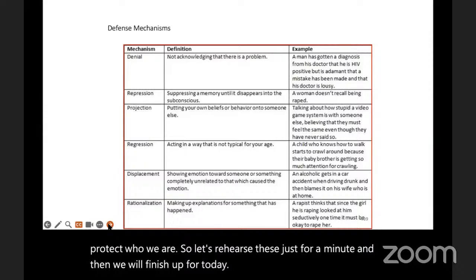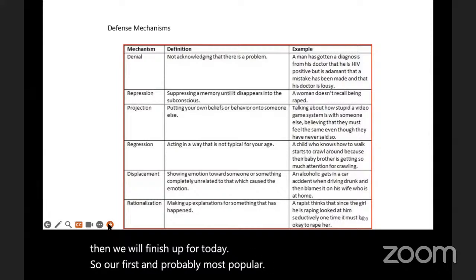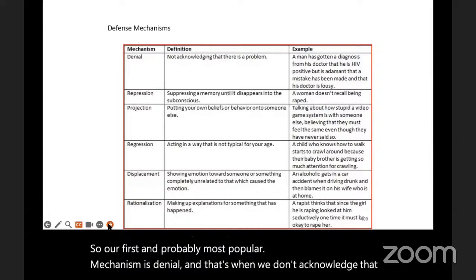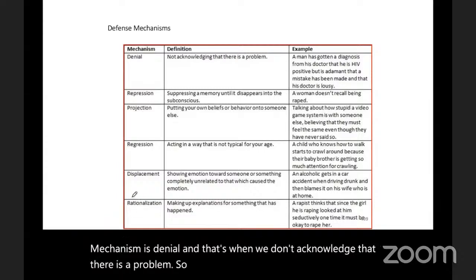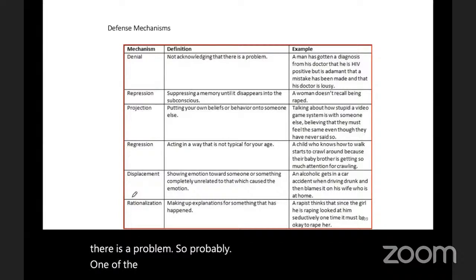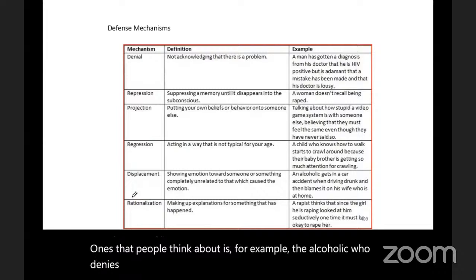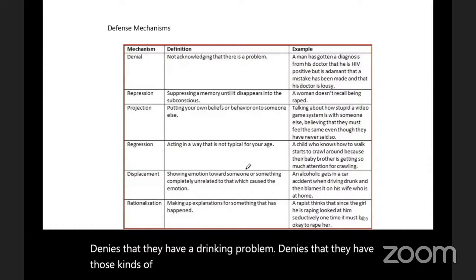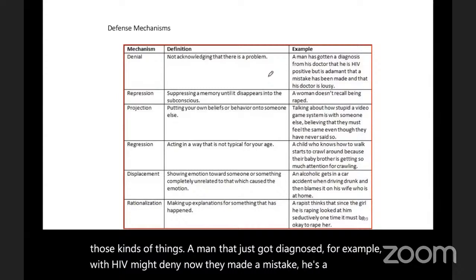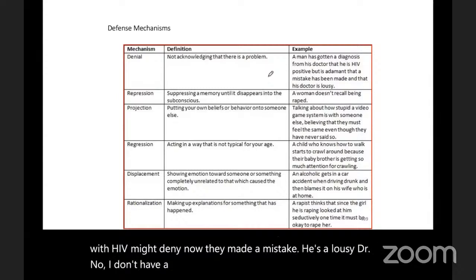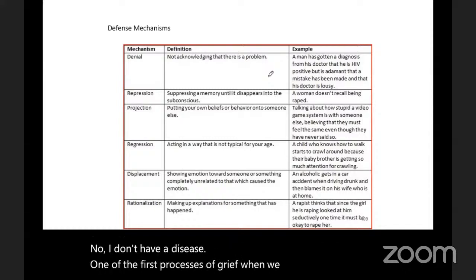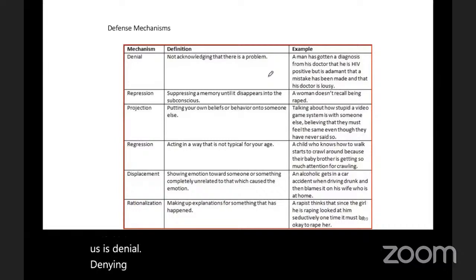So our first and probably most popular mechanism is denial. And that's when we don't acknowledge that there is a problem. Probably one of the most common examples people think about is the alcoholic who denies that they're an alcoholic, denies that they have a drinking problem. A man that just got diagnosed with HIV might deny it: no, they made a mistake, he's a lousy doctor, no, I don't have a disease. One of the first processes of grief when we lose someone close to us is denial, denying that they're gone.